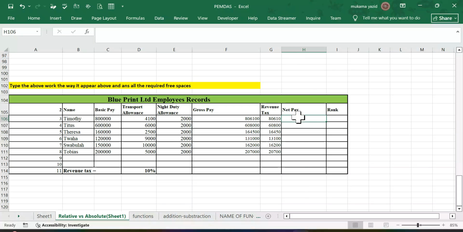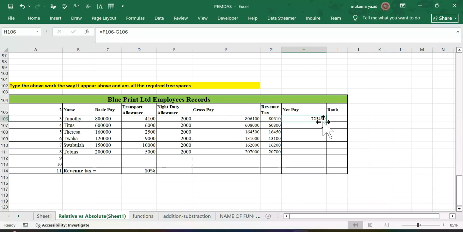So what is the net pay? If you want to know the exact amount you remain with, the net pay is very simple. You get the gross pay minus the tax. So if you have the total payment at the end of your salary, you remain with what is left after the tax. That is the net amount you are going to stay with. So this is the amount we're going to have.